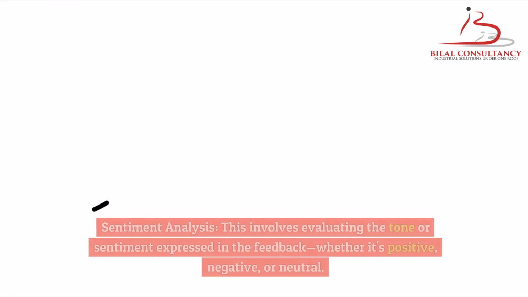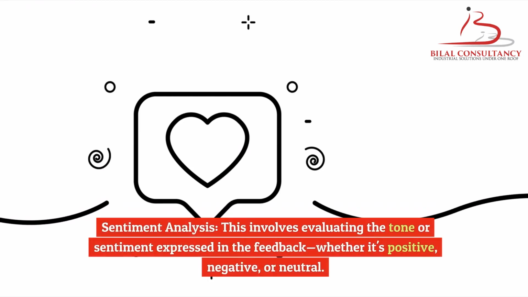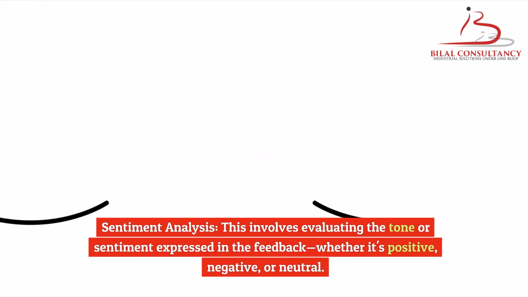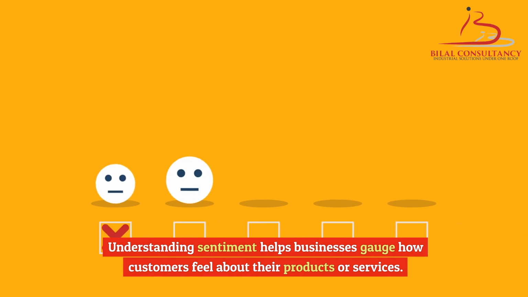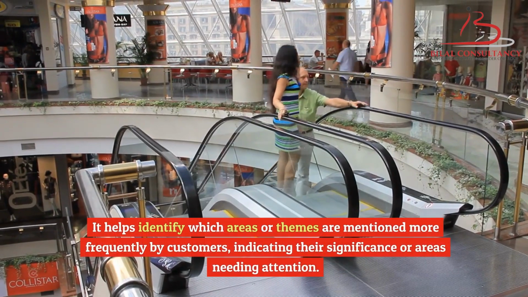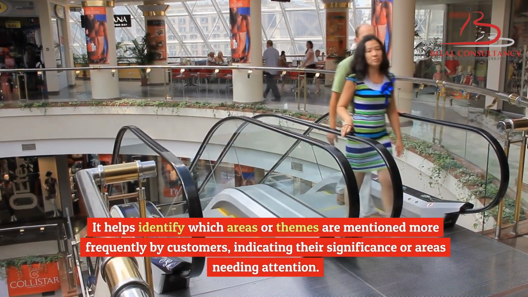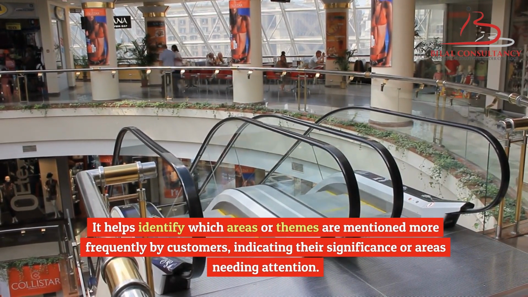comment on. Sentiment analysis. This involves evaluating the tone or sentiment expressed in the feedback, whether it's positive, negative, or neutral. Understanding sentiment helps businesses gauge how customers feel about their products or services. Frequency or volume of feedback. This part tracks the frequency or volume of feedback within each category. It helps identify which areas or themes are mentioned more frequently by customers, indicating their significance or areas needing attention.